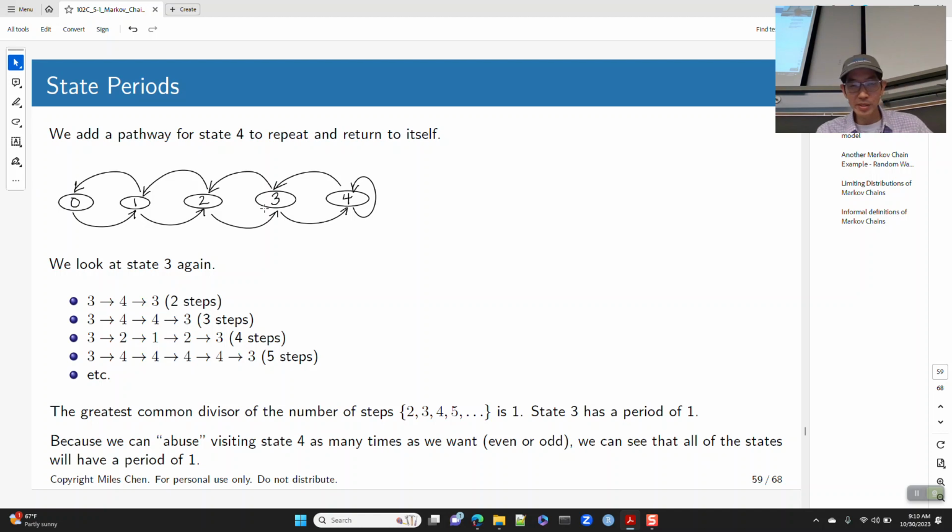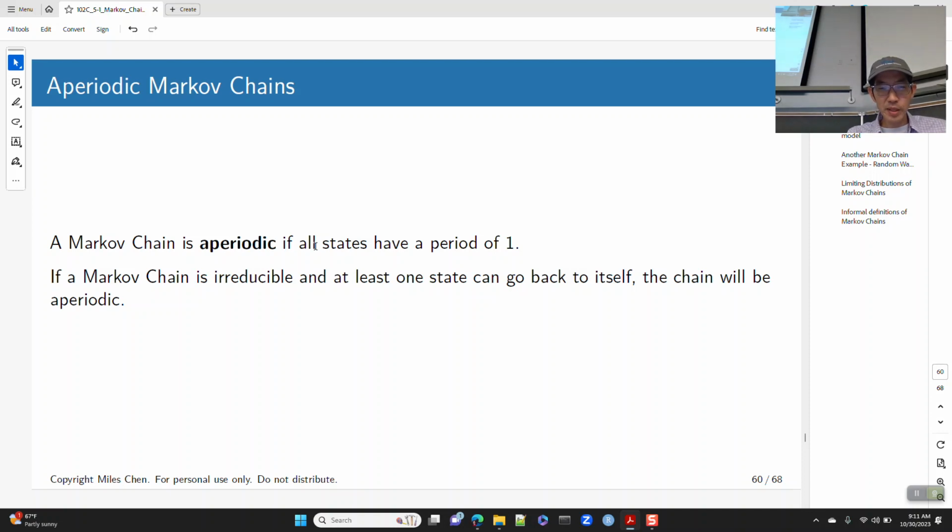And because we can, quote, abuse visiting state 4 as many times as we want, an even or odd number of times, we can see all of these states will have a period of 1. And so, given wherever I start, if I pick some arbitrary time in the future, we can end up at any of the other states. So a Markov chain is aperiodic if all the states have a period of 1.